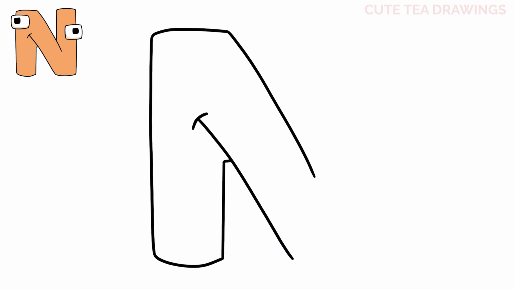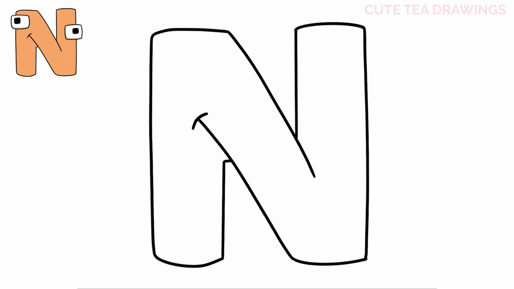Now let's hop over to the bottom and let's draw another curve over to the right. Now from that top diagonal line, let's step up and let's draw a vertical line up. Curve it over to the right again. And then close off the right side. And that's it for the shape of the letter N.